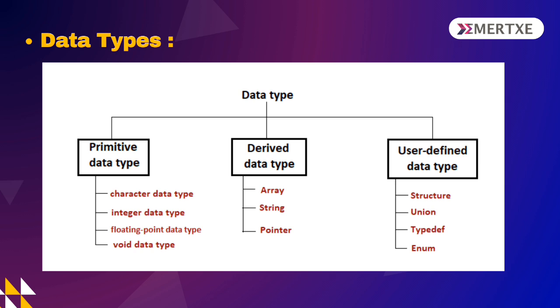Third one, user-defined data types. These are customized by the programmer to better represent real-world entities, including structure, union, typedef, enum. Structures allow grouping of variables of different data types. Union, similar to structures but with shared memory space. Typedef, it is used to create new names for existing types. Enum, it defines a set of named integer constants. Each type plays a crucial role. Understanding them is essential for project building.